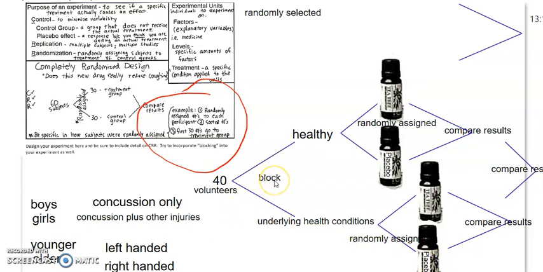A very specific type of blocking is called matched pair, where you maybe have a set of twins and you want to do a before, one twin versus the other, so you match them up together, and that is a very specific type of block. So I just want to mention that at the end here.